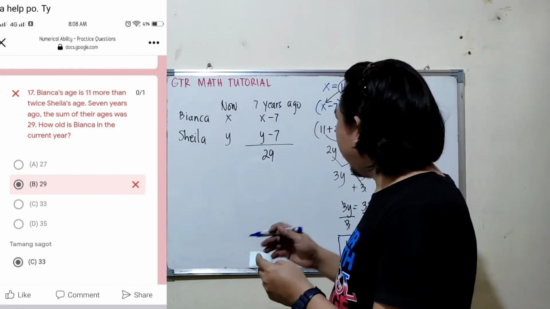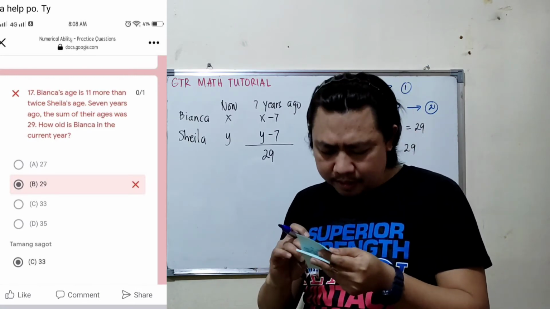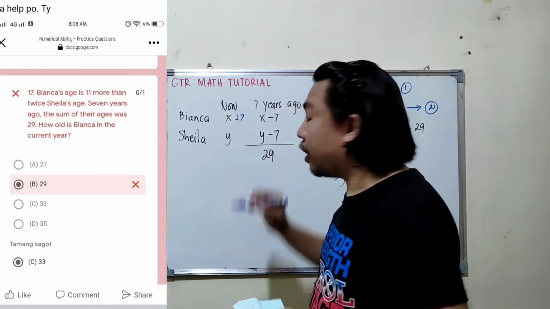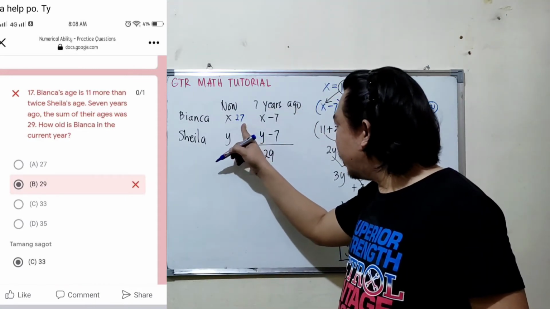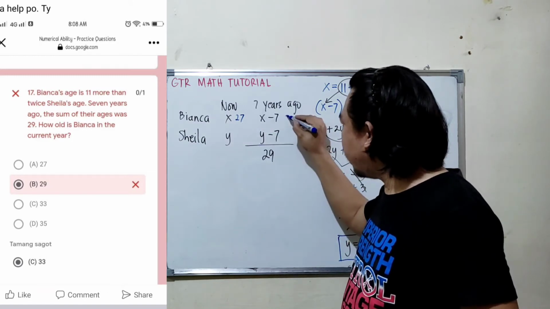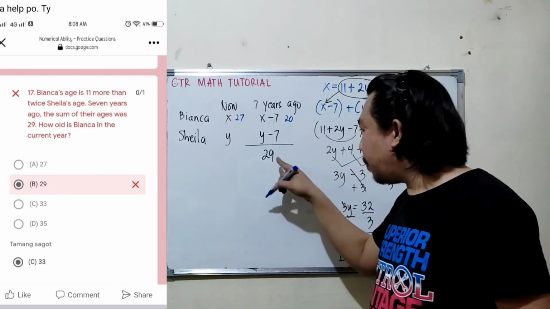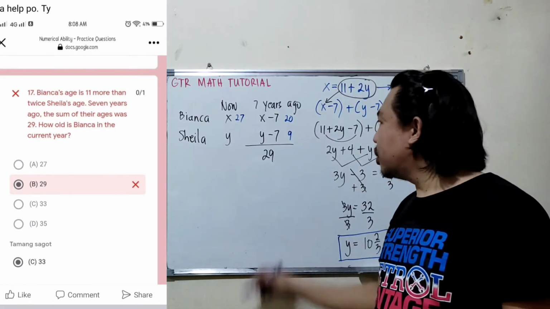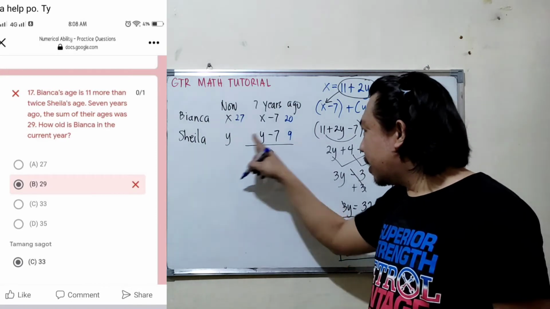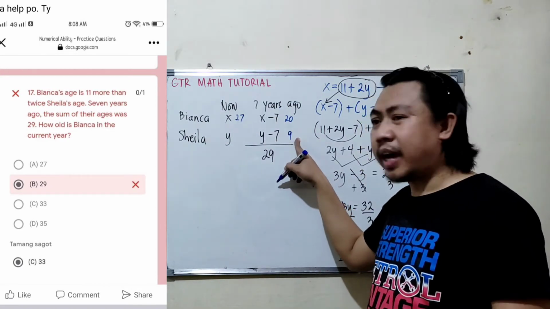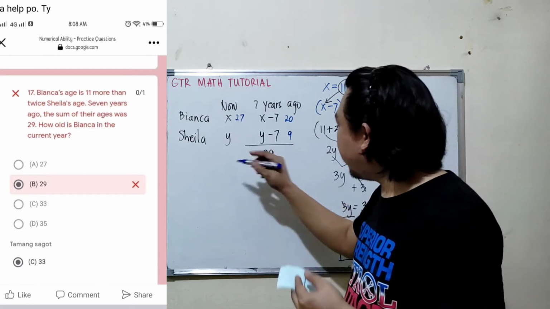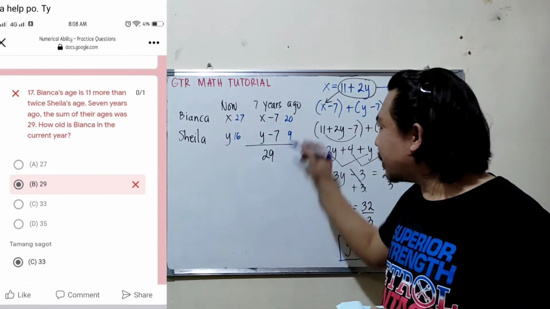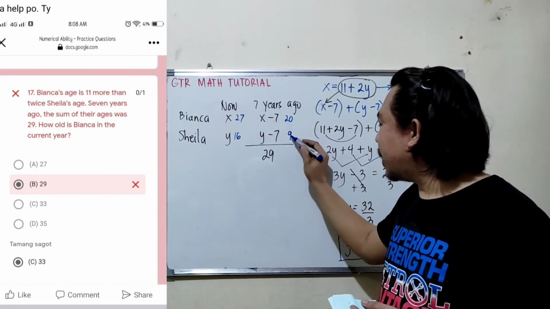Kung 27 ang age ni Bianca, trial and error tayo. Kung ito ay 27, 7 years ago, siya ay 20. Minus 7. Tapos, 29 ang sum nila, so therefore ito ay 9. 7 years ago daw ay 9, so 9 plus 7, magiging 16. Sakto na ito, no? 20 plus 9, 29. 9 plus 7, 16.